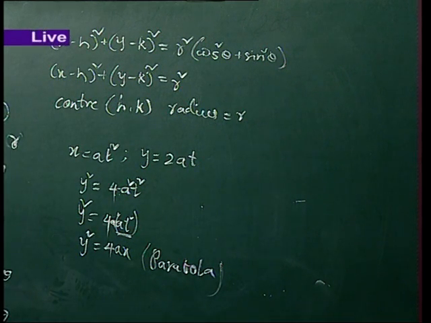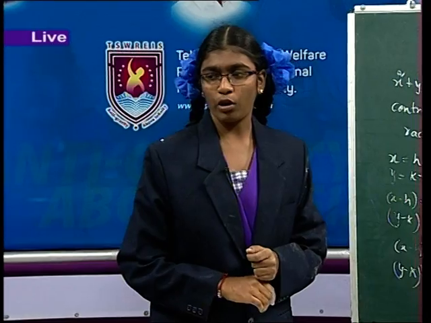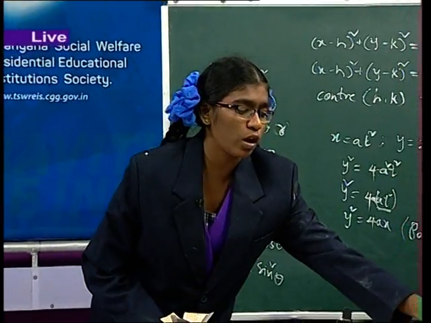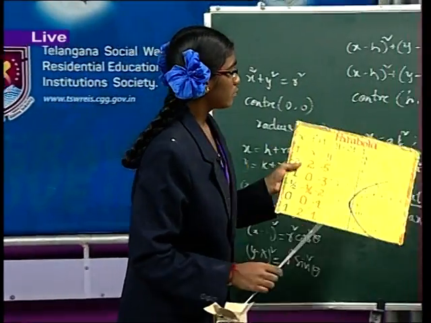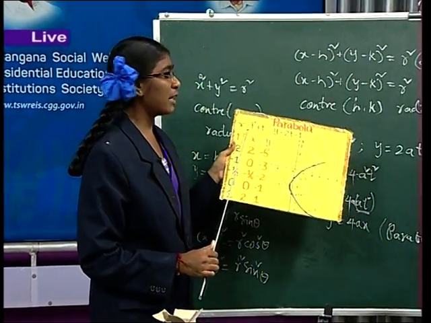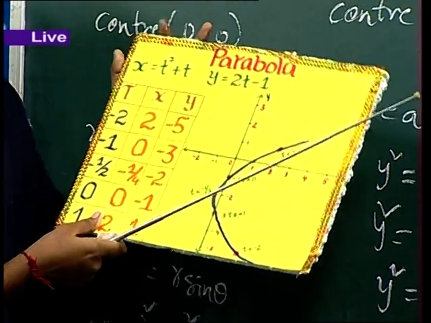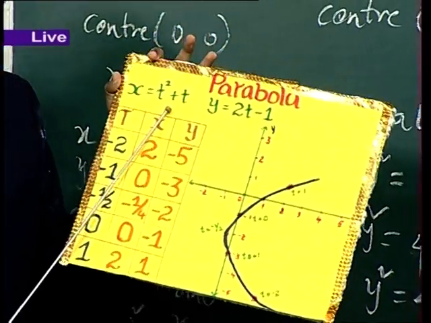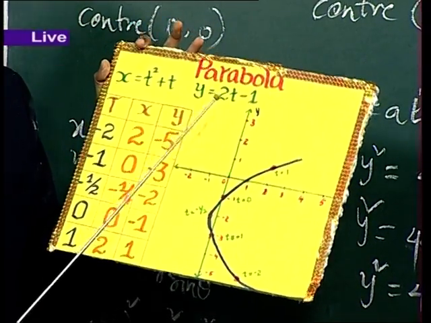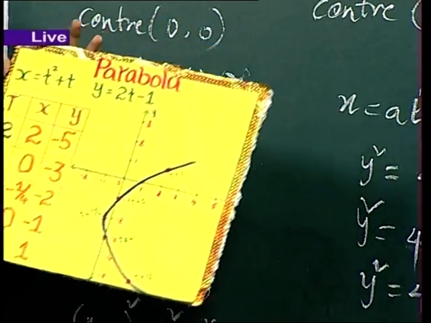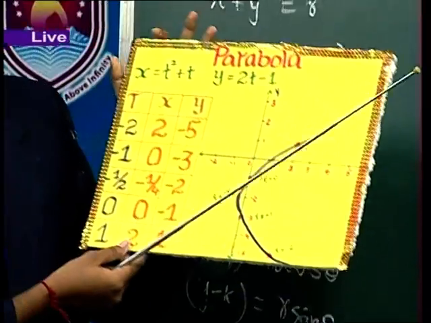Friends, now we are going to learn more about the parabola. We are taking some examples in a graphical manner, and we have to solve them. We have taken some parametric equations here: x is equal to t square plus t and y is equal to 2t minus 1.